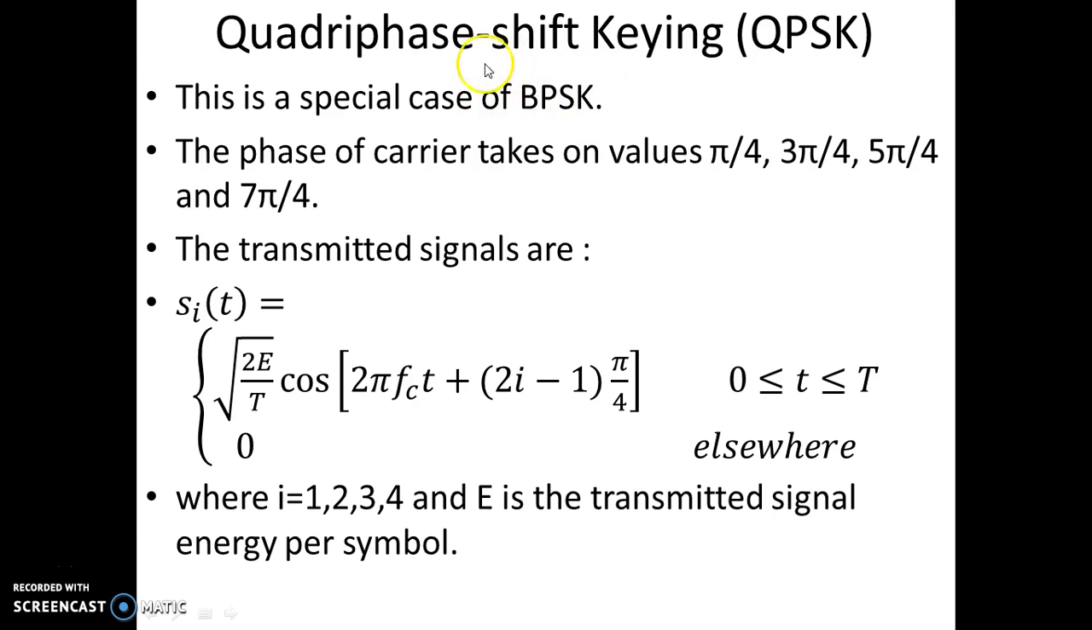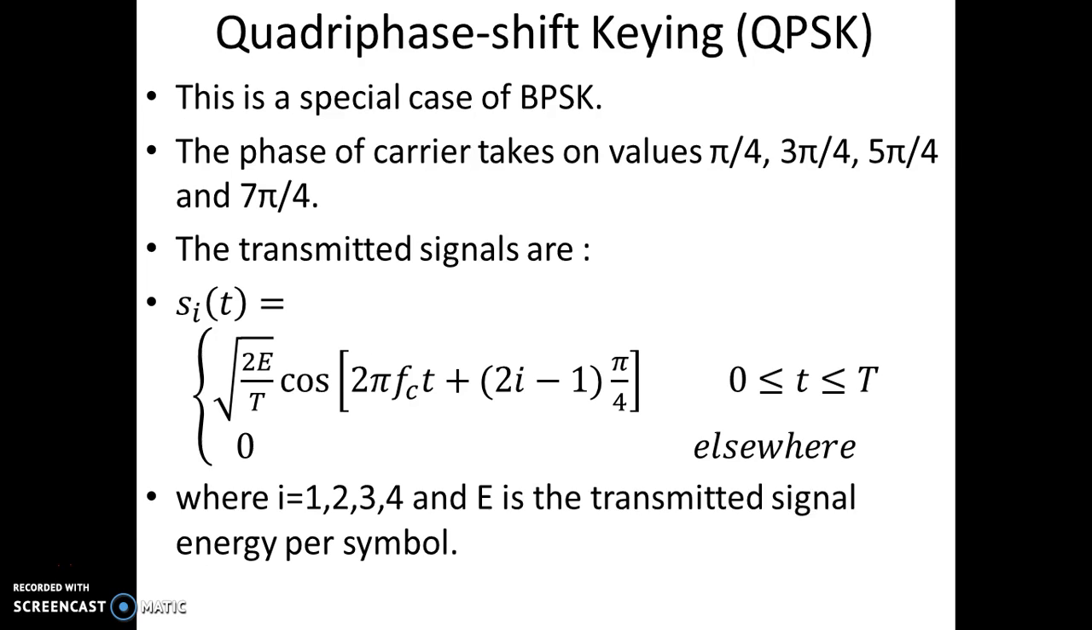In BPSK, we had the symbols as either a symbol 1 or a symbol 0. Here, the incoming binary data is grouped into 2 bits, and these 2 bits are named as dibits. We'll come to that later. In BPSK, there were only 2 symbols, so we need only 2 phases, 0 and pi, 0 and 180 degrees, to represent a symbol 0 or a symbol 1.